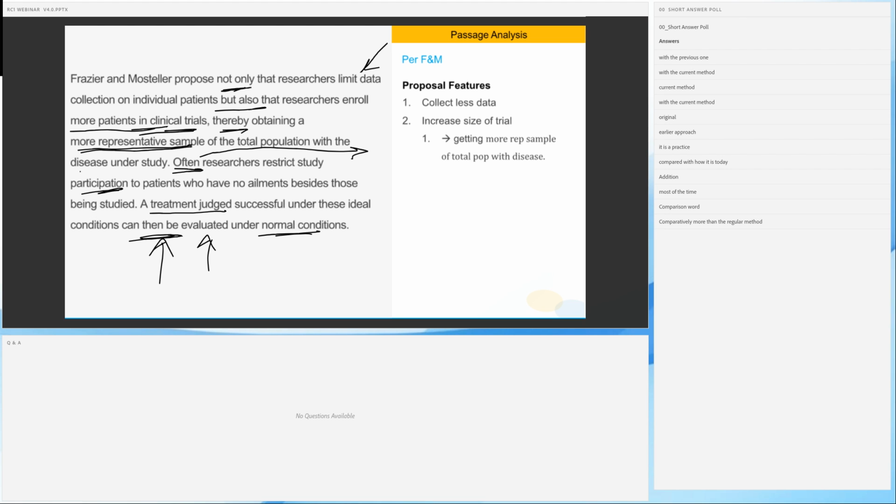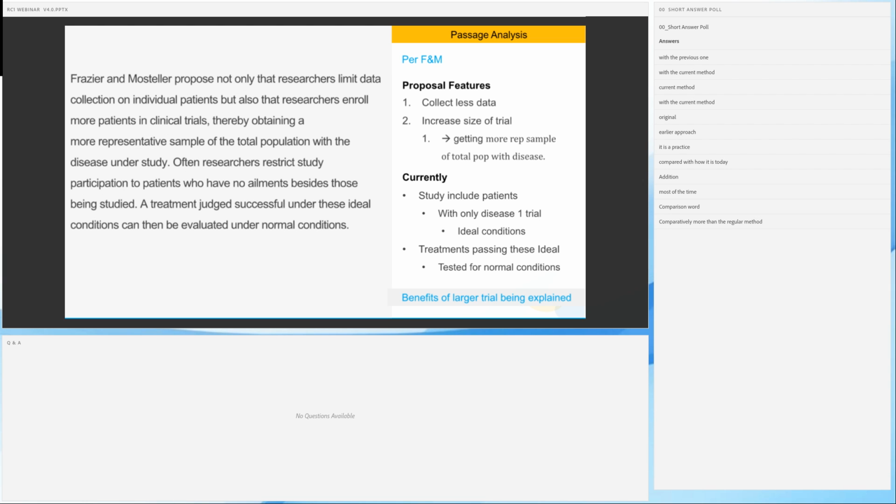So what are we saying? The second proposal is to increase the size of the trial. Why? That will lead to getting a more representative sample. Currently, we have ideal conditions. If something's successful under these ideal conditions, then we go towards normal conditions. Okay. So this part, we're talking about benefits of a larger trial.